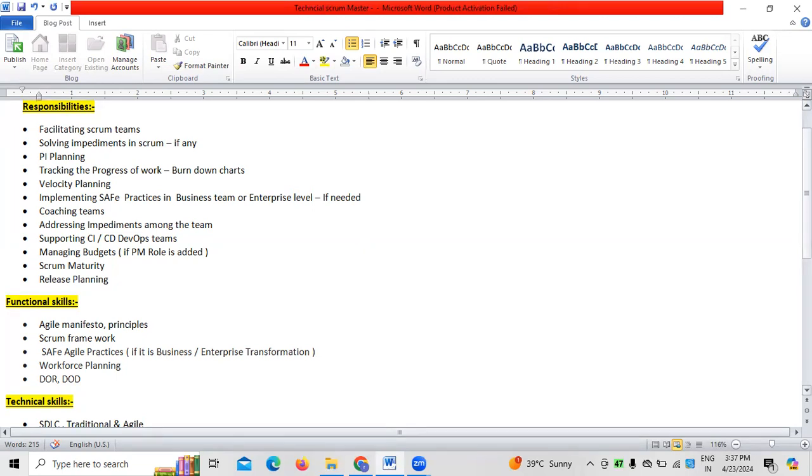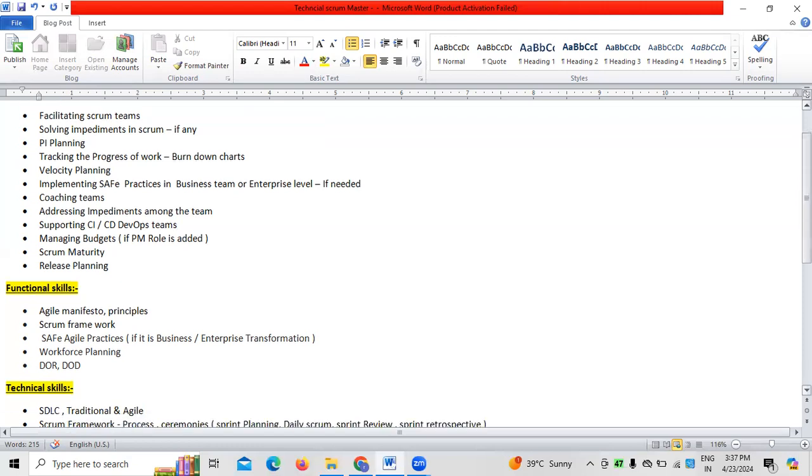Next, managing the budgets. Agile budgeting, of course, when you are applying for senior business analyst roles and more, is something we will be participating in. There are different budget techniques which we normally follow when we move to the project management side. So agile budgeting is something we normally need to know, followed by scrum maturity and release planning. These are the responsibilities one has to follow.